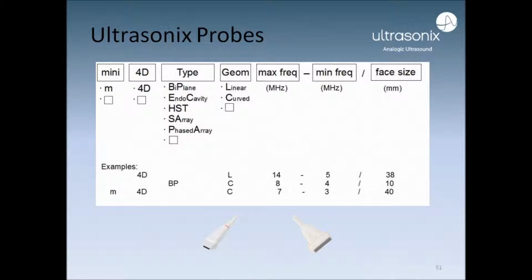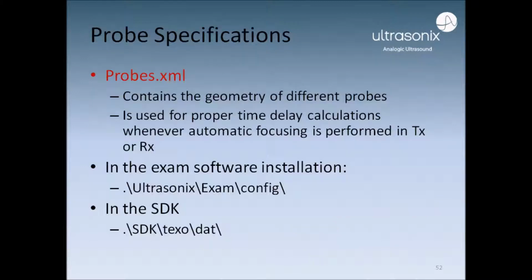The two numbers which follow are the maximum and minimum cutoff frequencies of the probe and show its bandwidth. The number after the slash is the size of the probe face in millimeters for linear probes or the radius for the curved probes. The specification of all of our probes can be found in the probes.xml file.